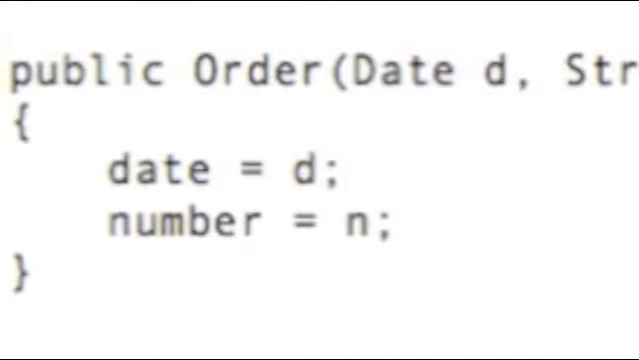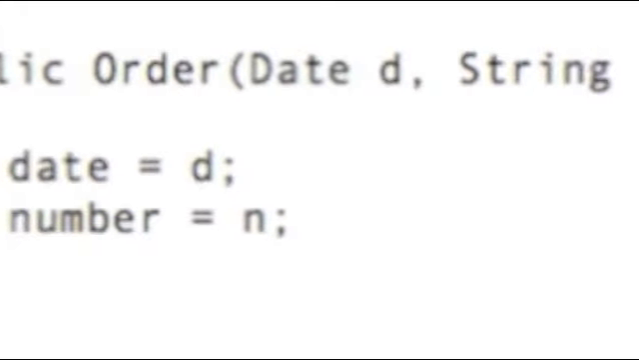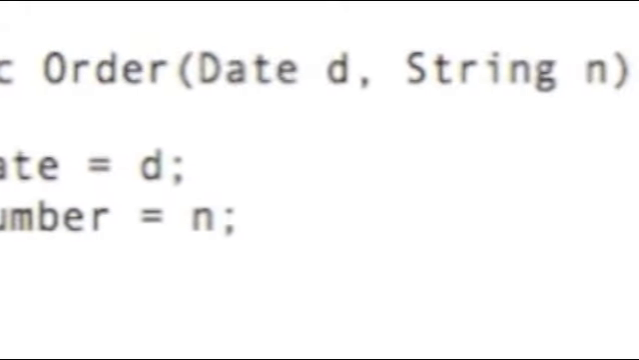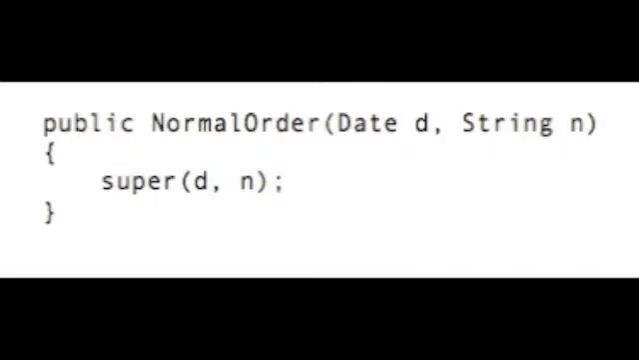Using the earlier diagram, if this is the constructor of the superclass Order, what would the constructor for the subclass NormalOrder be? This is something along the lines of what your constructor should look like.